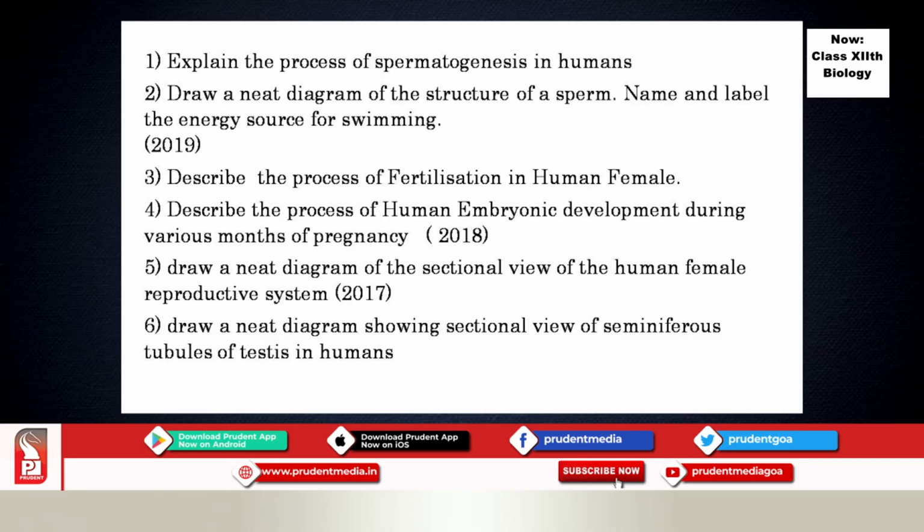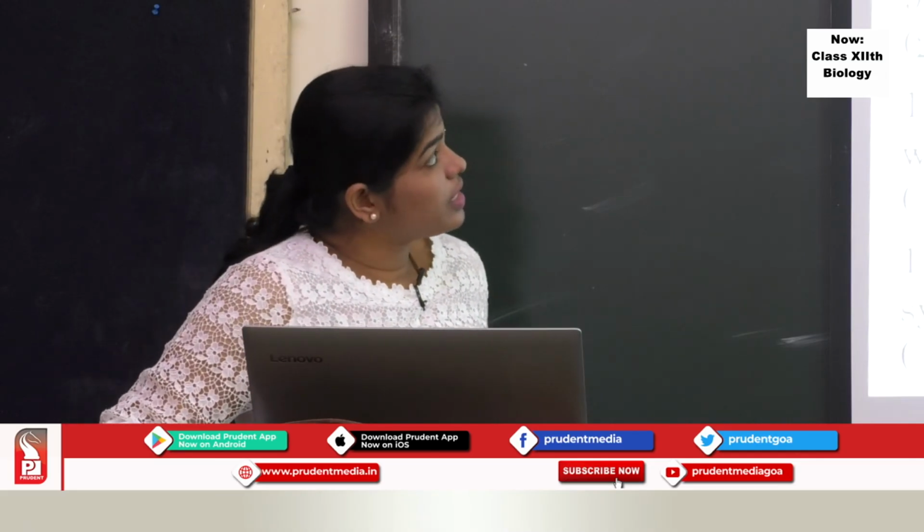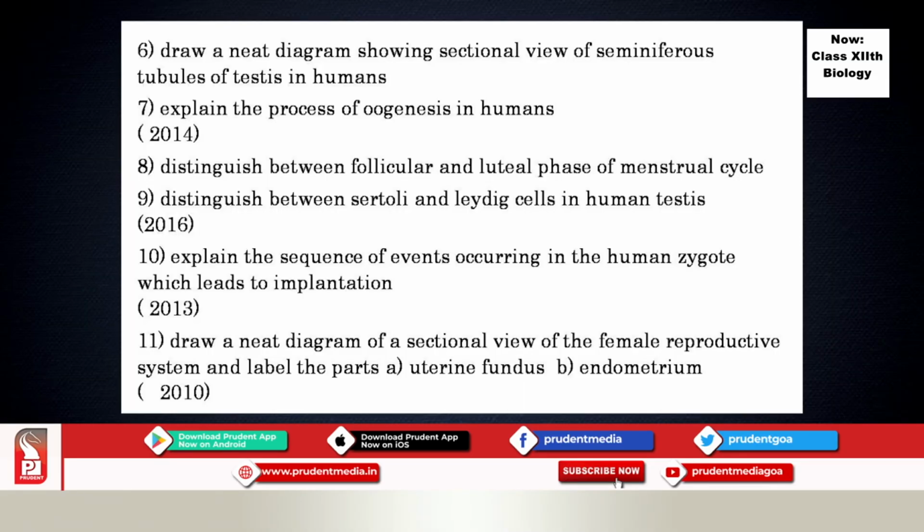Then the sectional view of seminiferous tubules in testes. Then the diagram of seminiferous tubules. So, you can see it is appearing again. Process of oogenesis, like we discussed. Difference between the phases of menstrual cycle. So, here it is asked the follicular phase and the luteal phase.